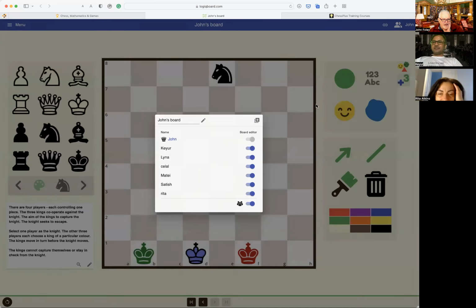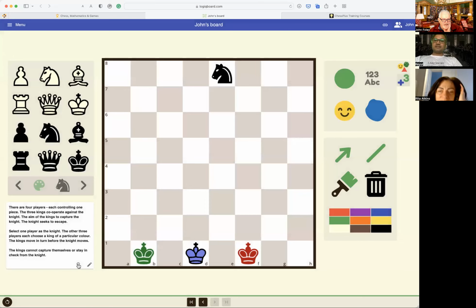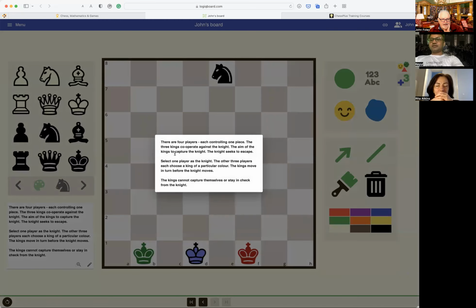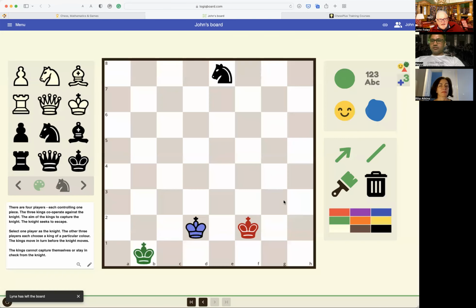Okay. So just double check on the rules here. The 4 players, each controlling 1 piece. The 3 kings cooperate. This is going to be a hard bit. Cooperate. Oh, hold on. I'm not supposed to move yet. Yeah. Against the knight. The aim of the kings is to capture the knight. The knight seeks to escape. By the way, you're not allowed to be checked from the knight. Otherwise, you lose. Right. Okay.